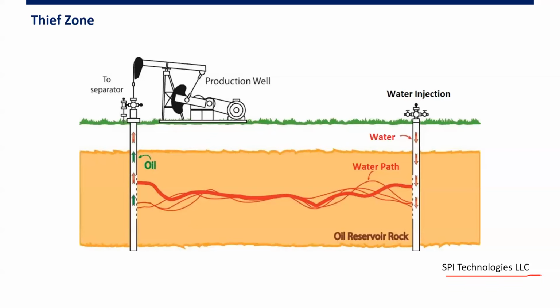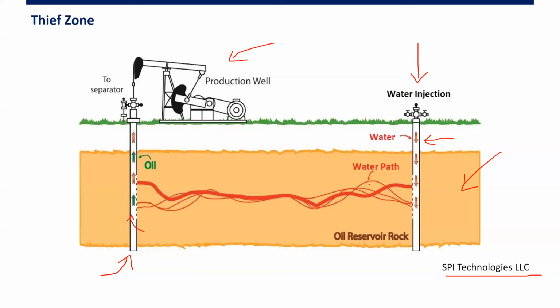Okay, so what does this picture tell us about? You can see clearly that we have a thief zone here. First, we have the production well with sucker rod pump. You can see the fluid flow there. And this is, of course, the sucker rod pump. And this is our water injection well. And you can see the flow of the water injection. And of course, this is the oil reservoir. And you can see here the water path. This is actually the thief zone, all right?